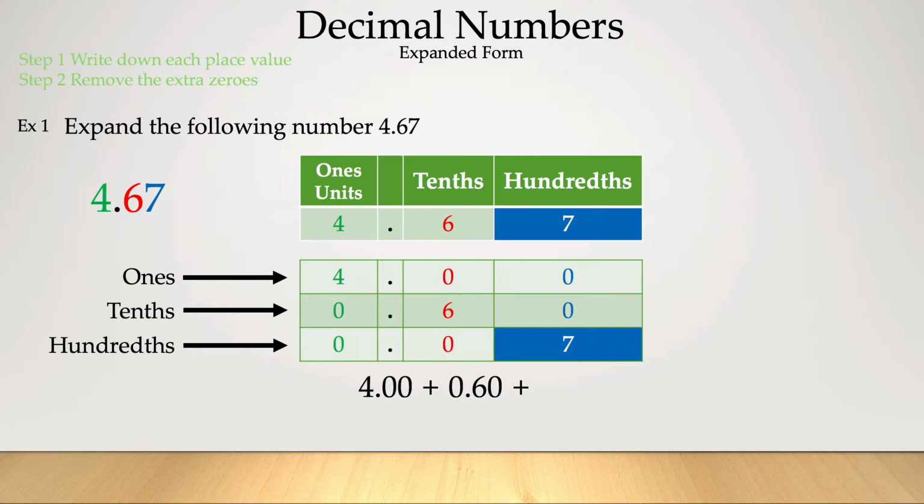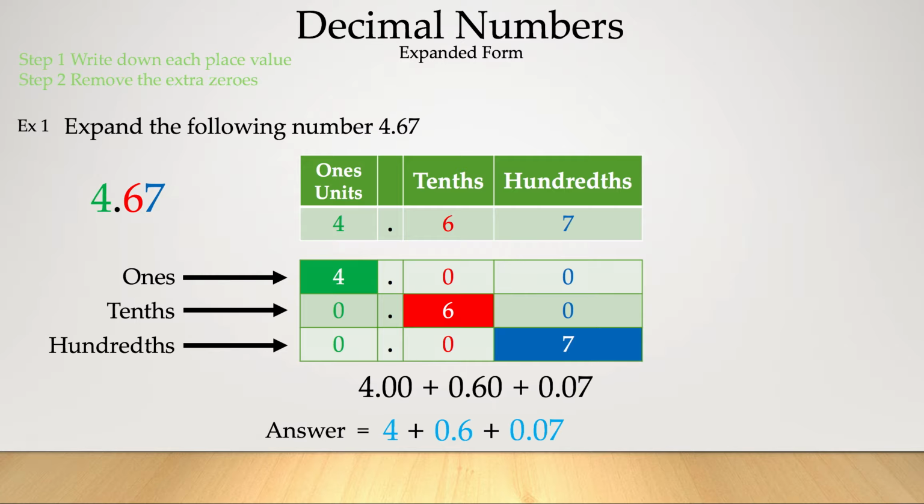And then we move right again to the next place value, which is hundredths. And we write down 0.07. And now we're going to remove the extra zeros. And your answer is 4 plus 0.6 plus 0.07.